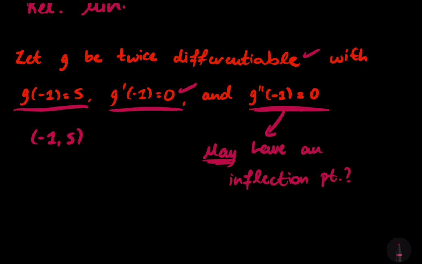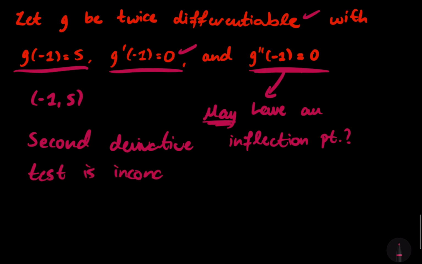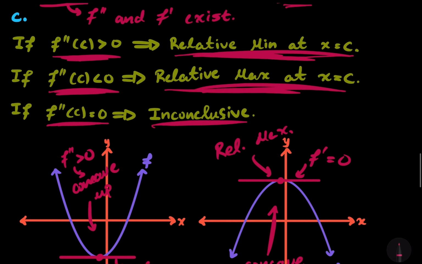But aside from that kind of guess, we don't really have any other information that would support whether this is a minimum or a maximum. We don't really know. And so at this point, we can say that the second derivative test is inconclusive. The reason why is because, if we go back to our little chart, we said that if f double prime of c is equal to 0, then our test is inconclusive.